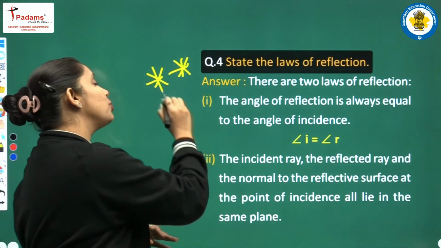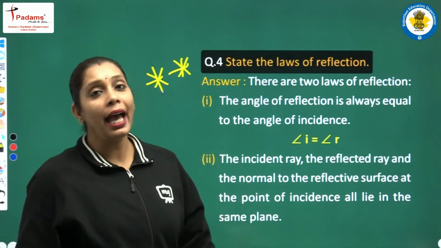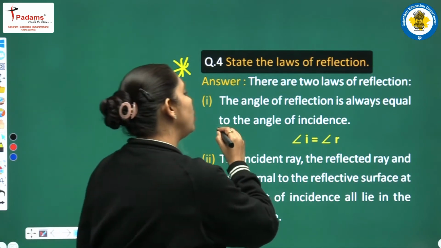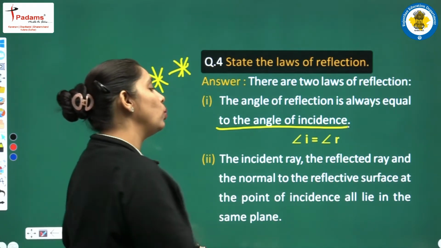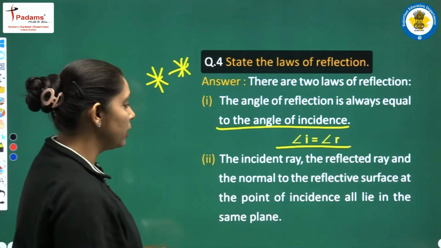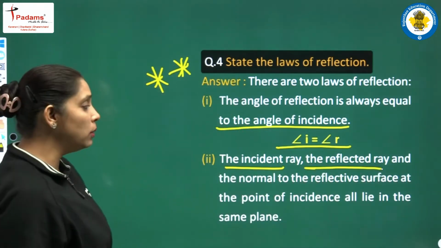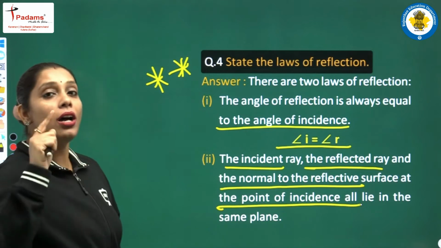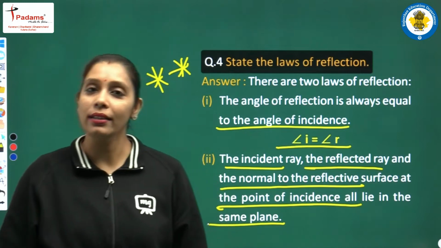We know that there are two laws of reflection. Clear everybody? So first one is the angle of reflection is always equal to the angle of incidence. That is, angle I is always equal to angle R. समझ में आ गया? Second one, the incident ray, the reflected ray and the normal to the reflective surface at the point of incidence all lie in the same plane. Clear? Easiest one, सबको समझ में आ गया?